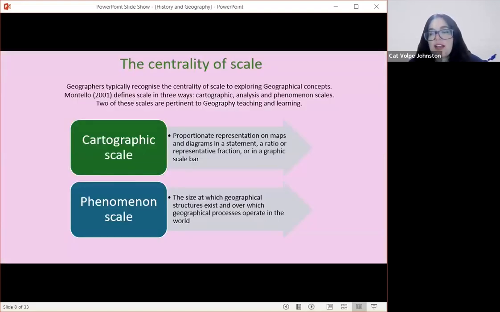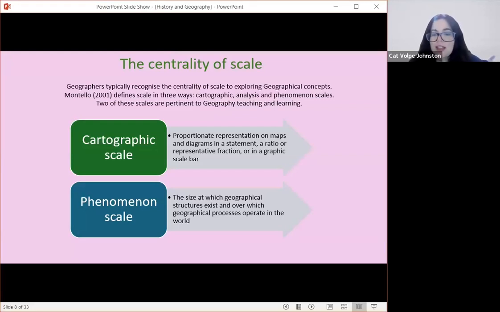The centrality of scale. Scale is really important in geography. Geographers typically recognize the centrality of scale in order to explore those concepts that I just read out. So cartographic scale and phenomenon scale. These are the 2 types of scales that we look at in geography and very important in your teaching.